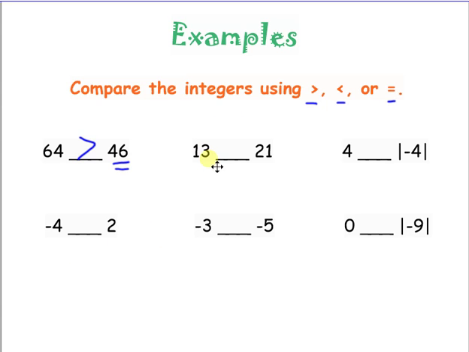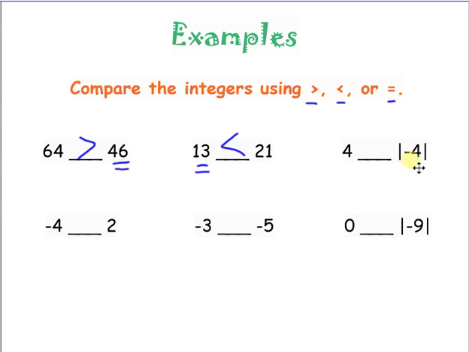Okay? Over here I have 13 compared to 21. So again, you can ask yourself which number is smaller? 13. Then you make sure that the little tip is pointed towards the 13. This is called the less than sign because the smaller number is on the left. So 13 is less than 21.